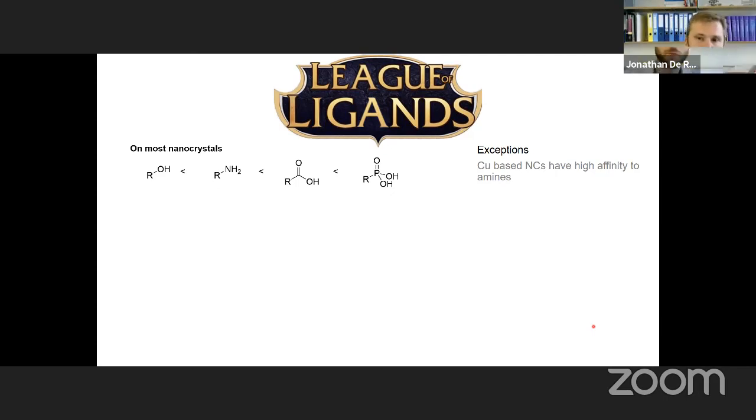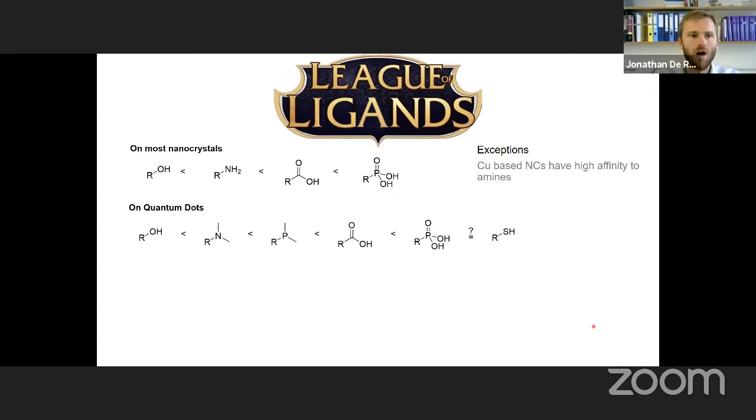One exception is copper. Copper binds extremely well to amines, and you will also find amines tightly bound to copper-based nanocrystals. On quantum dots, I'm adding here phosphines, which are better than amines, but the problem with phosphines is that they are air sensitive, so you can only work with them in a glove box. But in principle, they are better because they have a smaller cone angle than these amines.